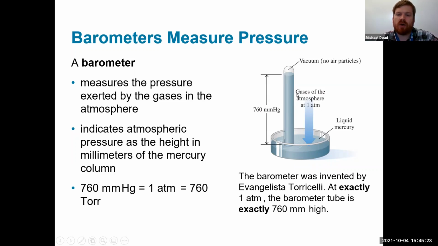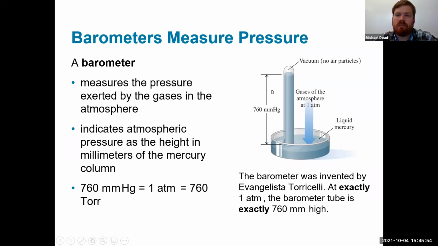And the way a barometer works is that if you take a tube, fill it with mercury, and invert it into a pool of mercury, this is all the liquid metal mercury, at exactly 1 atmosphere, which is approximately sea level, so pretty close to where we are here on the coast, the mercury in the tube will always be 760 millimeters above the mercury in the pool.